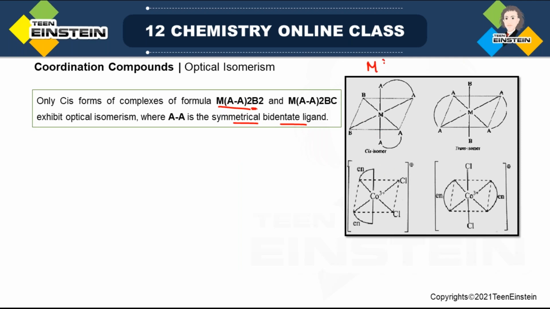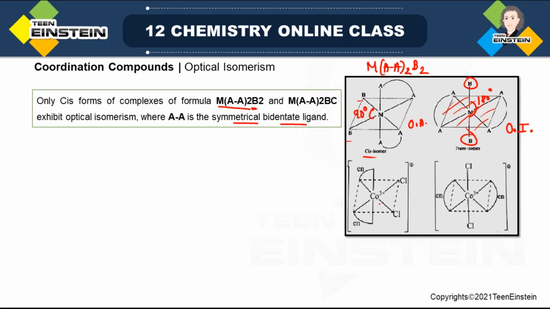See, this is M(AA)2B2. 2B are present. Now 2B, they are 90 degrees to each other. That means it is cis, because AA will always remain cis. No question of trans. And another possibility is when the 2B are 180 degrees to each other. Now when it is trans, if you consider this plane, if you are cutting the molecule along this plane, 2 halves will be equal. So that means it is not optically active, it is optically inactive. But the cis form, if we consider, it does not have any symmetry element. You will not find any plane along which, if you cut the molecule, you will get 2 halves. No, that is not present. So that is why this will be optically active.